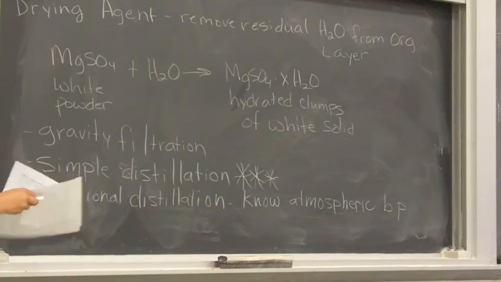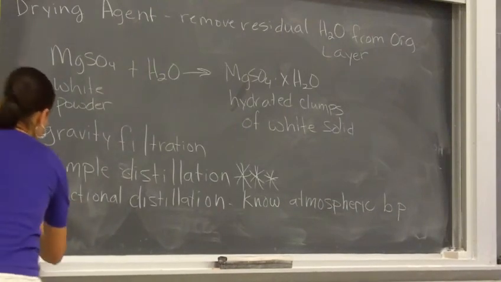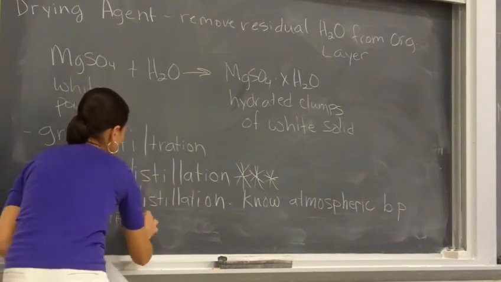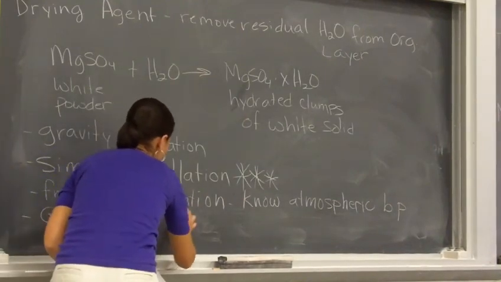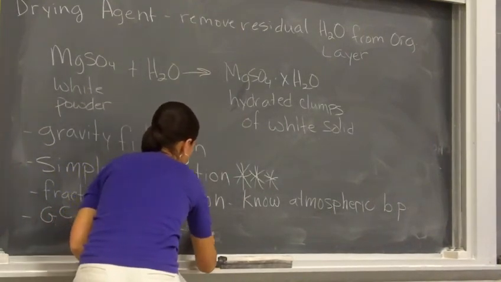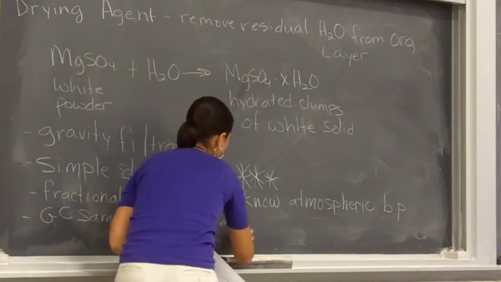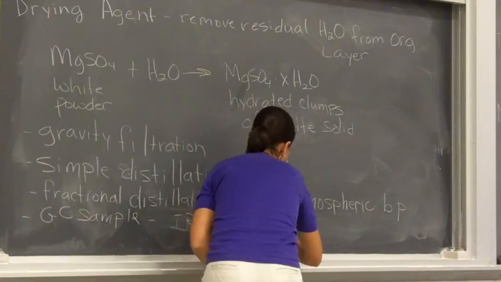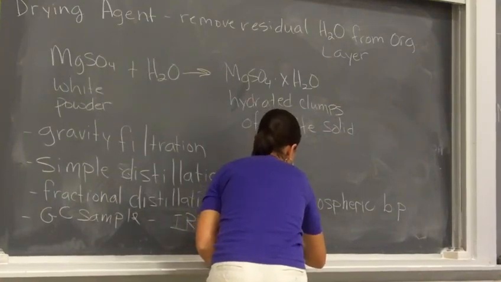Okay? Then next week we're going to do a GC sample. We'll talk about that. And the other thing that you need is an IR spectrum of your alcohol. So before you go on to experiment 11, you're going to need an IR spectrum of your pure alcohol.